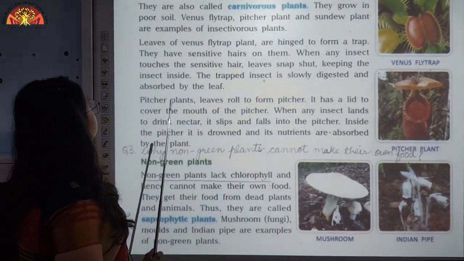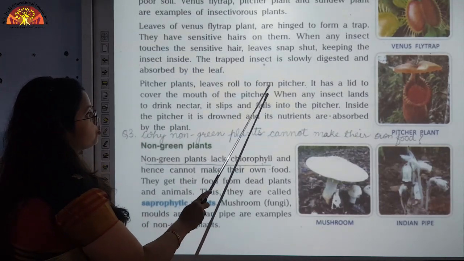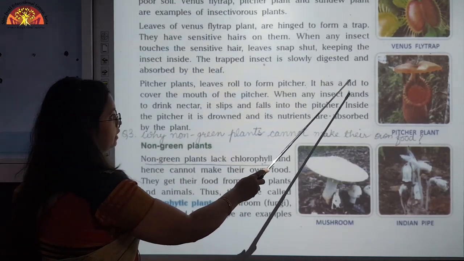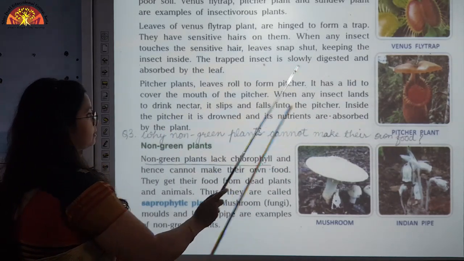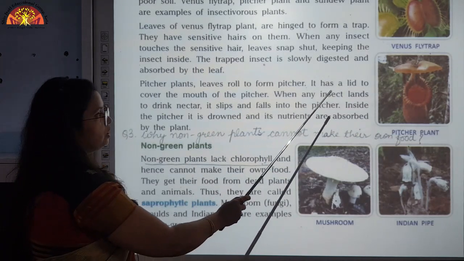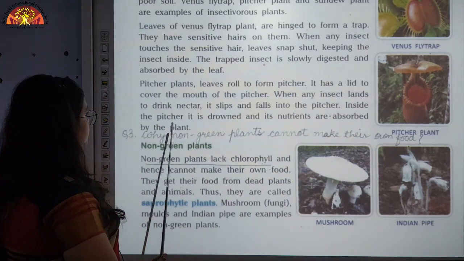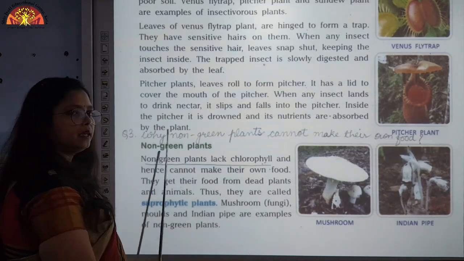Another example is pitcher plant. Leaves roll to form a pitcher. It has a lid to cover the mouth of the pitcher. When any insect lands to drink nectar, it slips and falls into the pitcher. Inside the pitcher, it is drowned and its nutrients are absorbed by the plant.